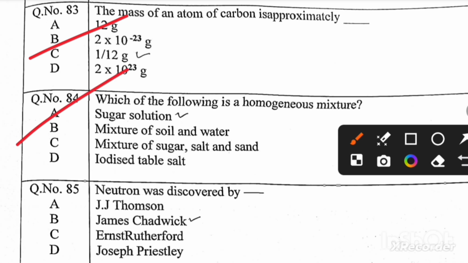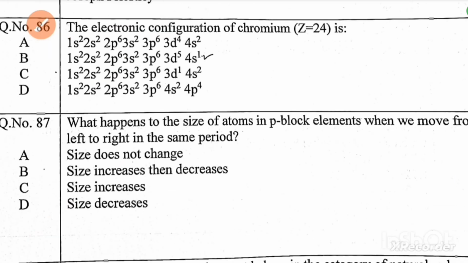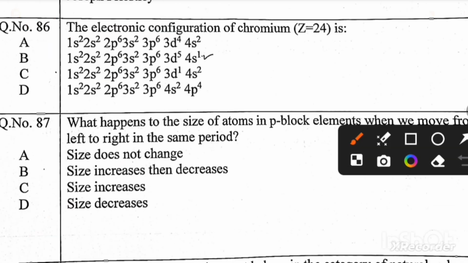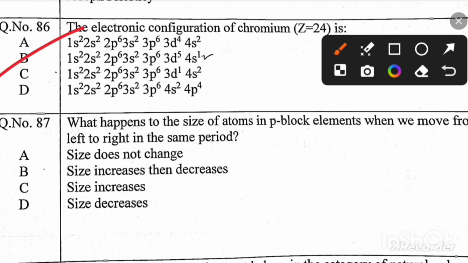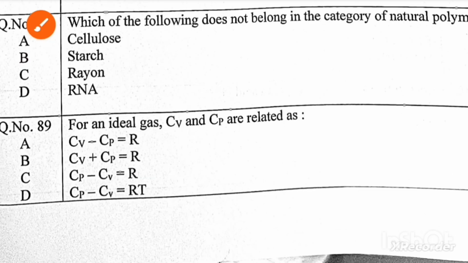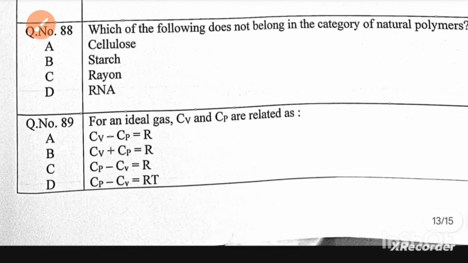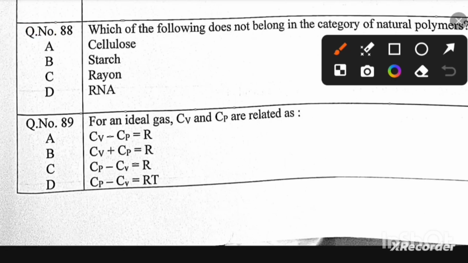Sugar solution. Neutron was discovered by, the answer is option B. The electronic configuration of chromium is, the answer is option B. Then what happens to the size of atoms in p block elements when we move from left to right in the same period? Size decreases. Which one of the following does not belong in the category of natural polymers? The answer is option C.